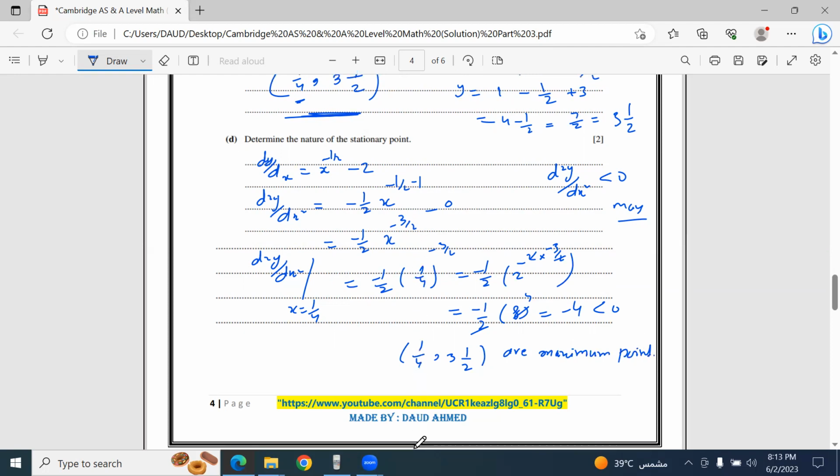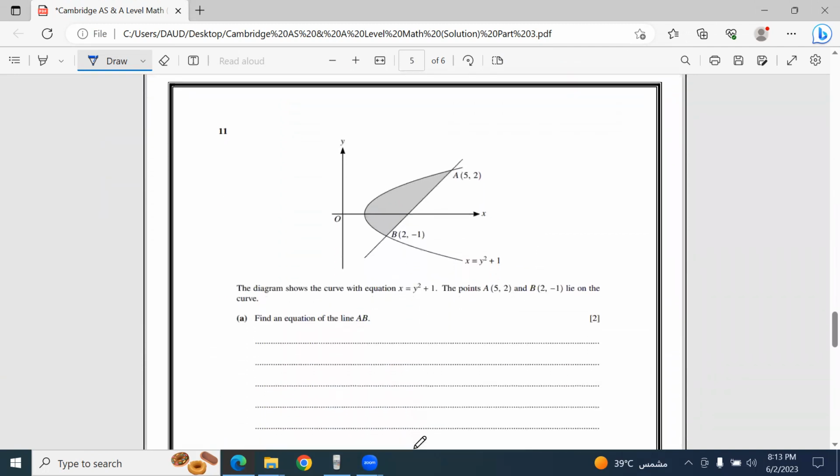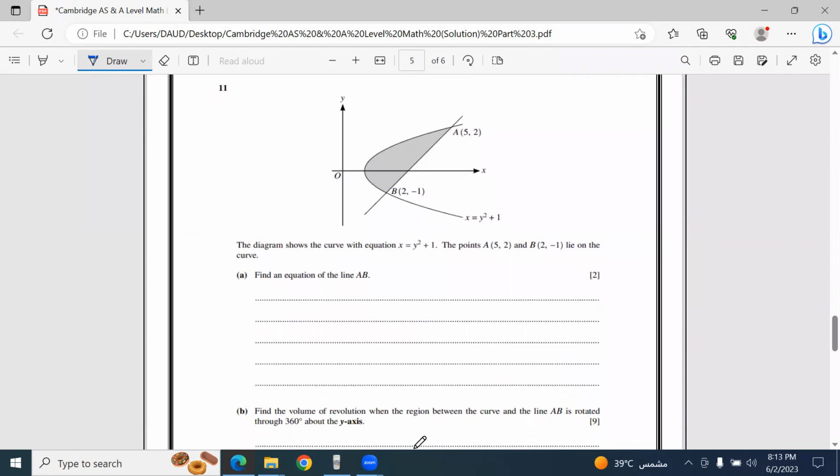The last question of this paper is 11. The diagram shows the curve with the equation x is equal to y square plus 1. The points A and B lie on the curve, as you can see. We will find at the end the area bounded by the curve as well as the line.